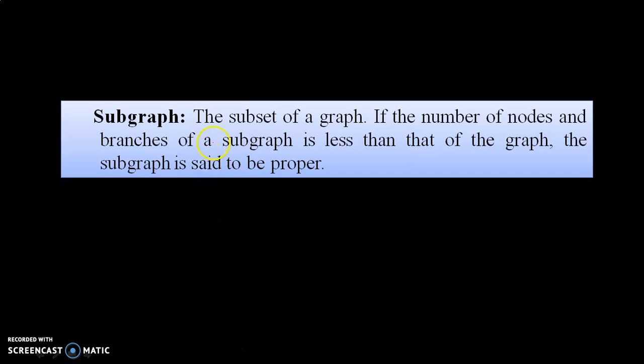So it is written here, the subset of a graph: if the number of nodes and branches of a subgraph is less than that of the graph, obviously, then the subgraph is said to be proper. The subgraph is said to be proper.